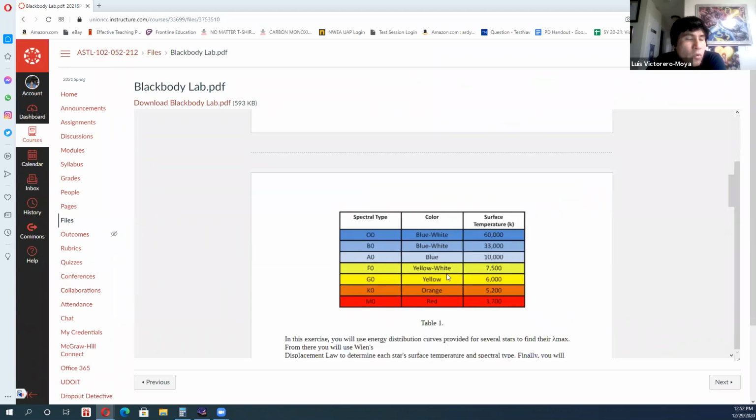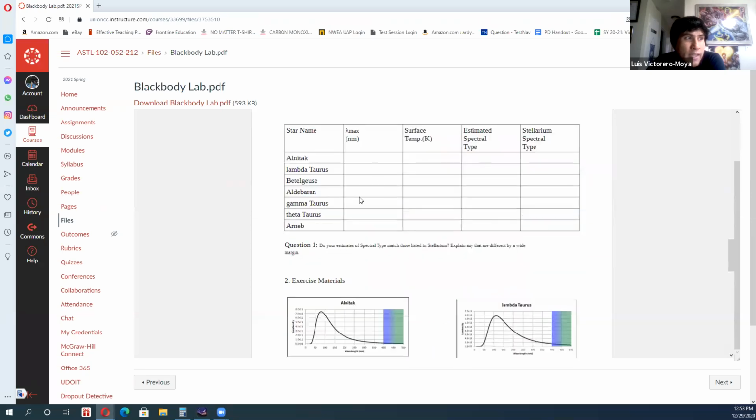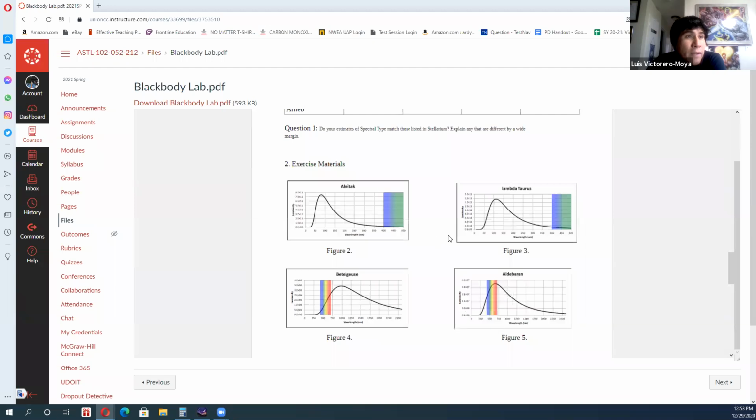At the beginning of the course, or in the first few weeks, we're going to start talking about spectral types of stars. You don't really need to know in depth a lot about the spectral types. In fact, you will be using Stellarium to investigate that and then corroborate in this table what you get using the blackbody curves, the Planck curves.